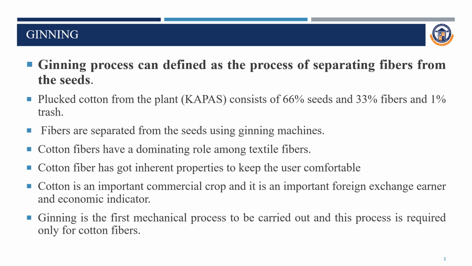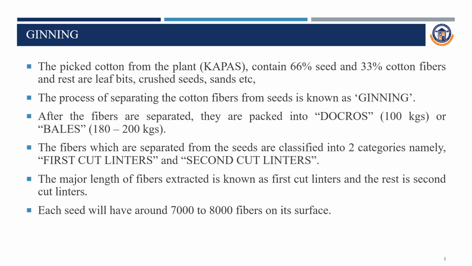The cotton fiber has a dominating role among textile fibers. Cotton fiber has inherent properties to keep the user comfortable. Cotton is an important commercial crop, and it's an important foreign exchange earner and economic indicator. Among these, ginning is the first mechanical process to be carried out, and this process is required only for cotton fiber. The picked cotton from the plant, kapas, contains around 66% seeds and 33% cotton fiber, and these seed and fiber have to be separated.